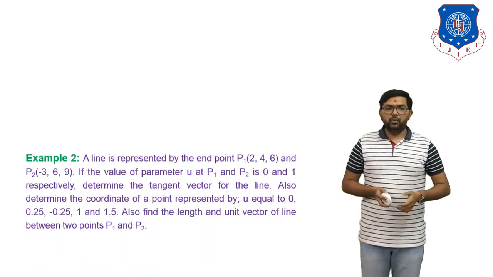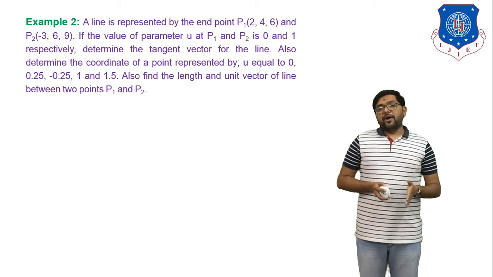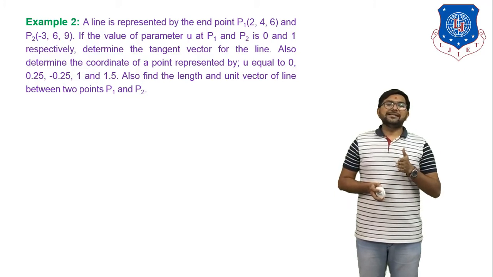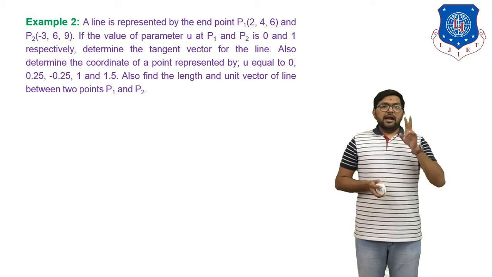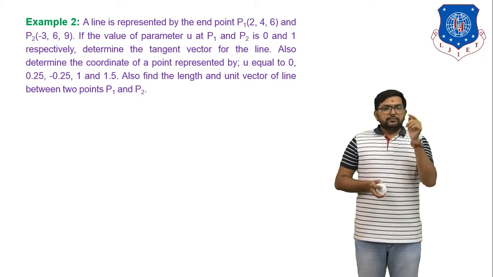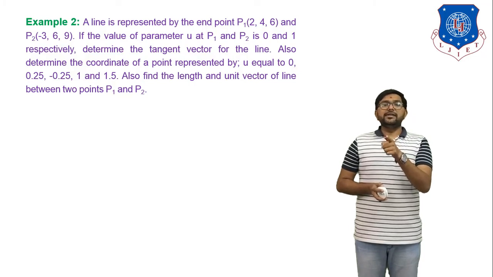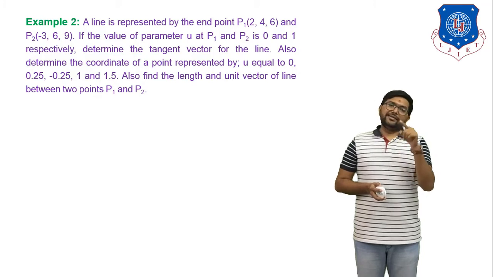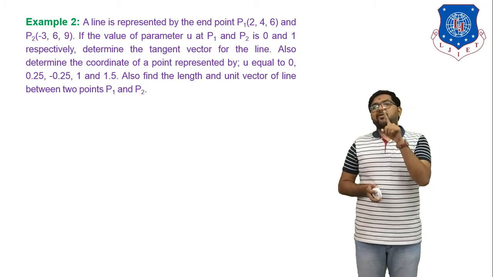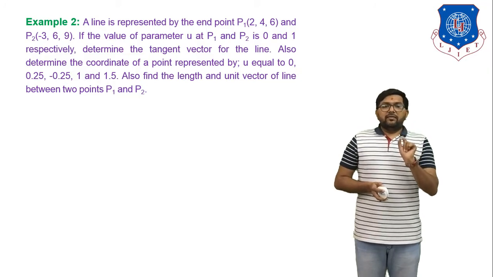Now we have to discuss the second example, example number 2. A line is represented by the end points P1 (2, 4, 6) and P2 (-3, 6, 9). Now we have two end point coordinates. If the value of parameter u at P1 and P2 is 0 and 1, you already know that the value of parameter u at the starting point is 0 and at the ending point is 1. Determine the tangent vector for the line.